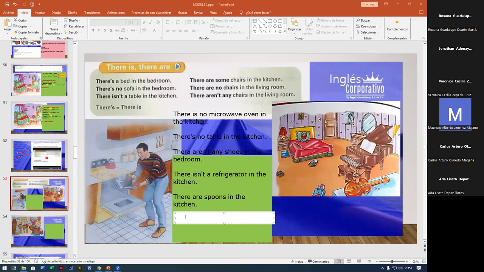Let's see. Carlos Arturo, now tell us about the bedroom. There's a mirror in the bedroom. Hey, that's good. There's a mirror in the bedroom.